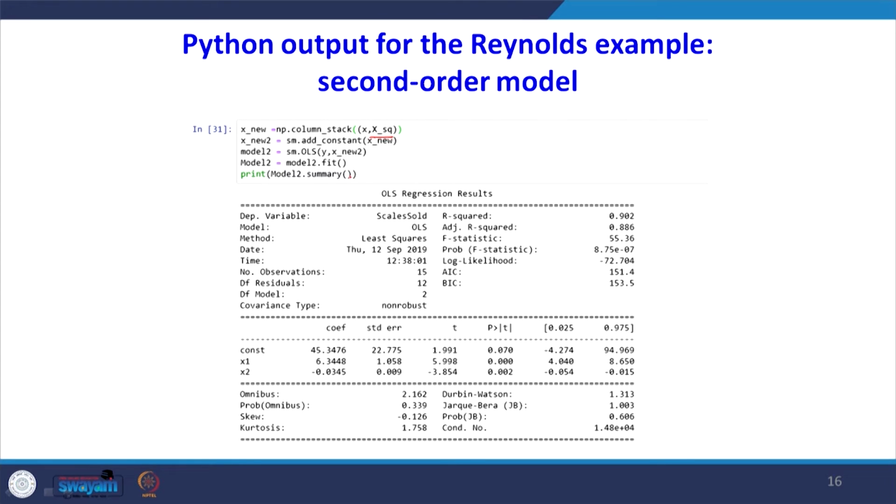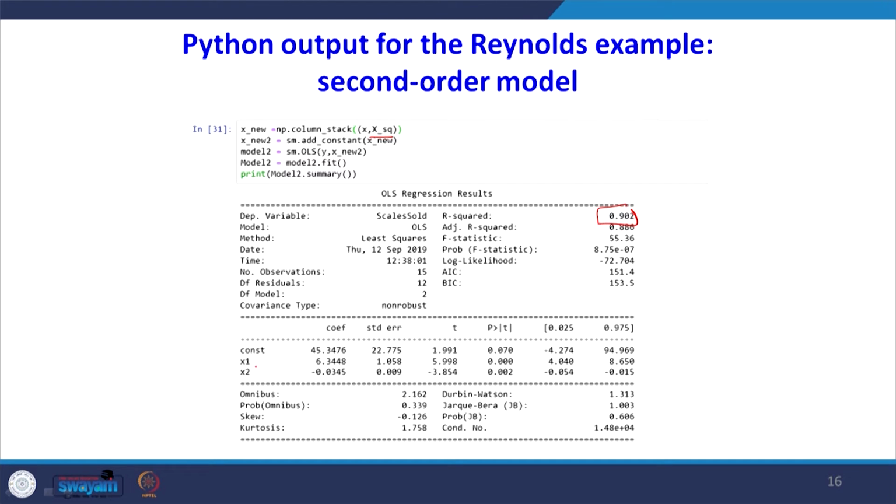Look at this point. See, there are two independent variables, x1 and x2. One variable x1 is the month, and x2 is the squared value. Look at the R square. The R square was previously 0.7. Now it is improved. So, our model is good.